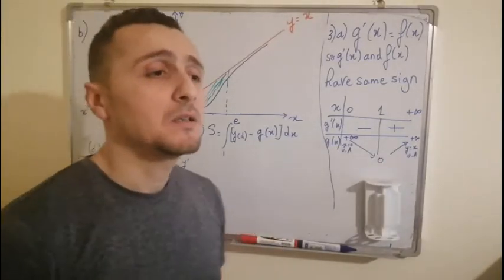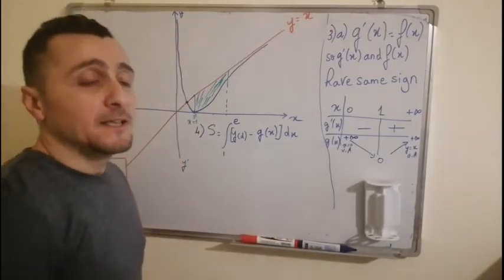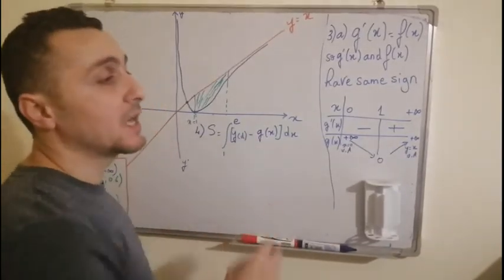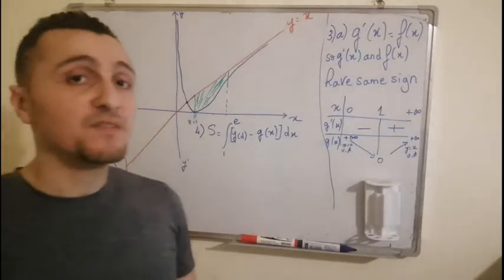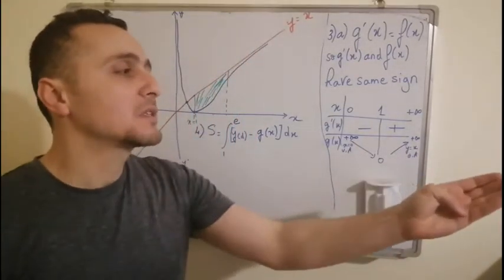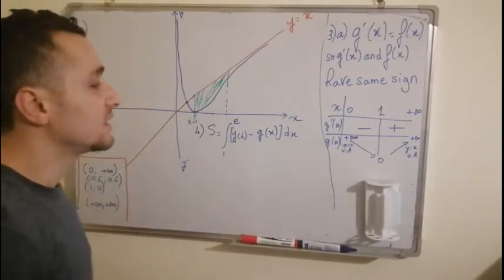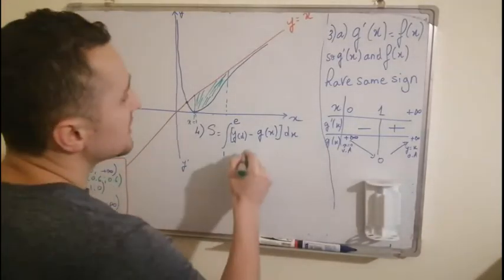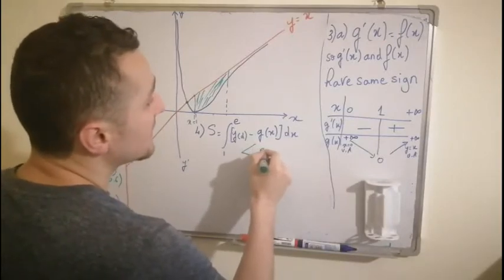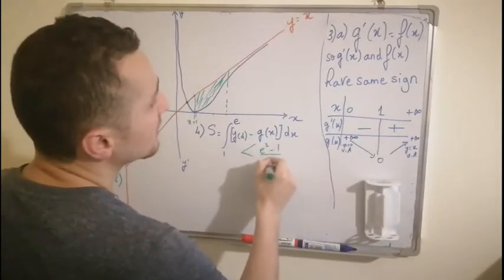Using my calculator, I can obtain the value of this area, and we compare this value with the given value, e squared minus 1 divided by 2. So it's easy to say that it's smaller than e squared minus 1 divided by 2.